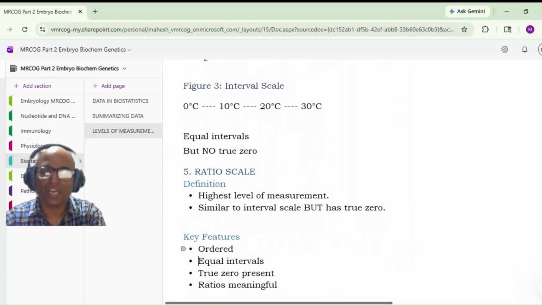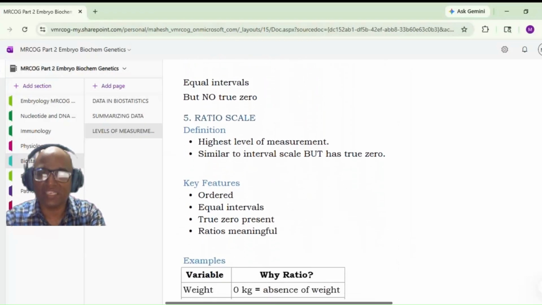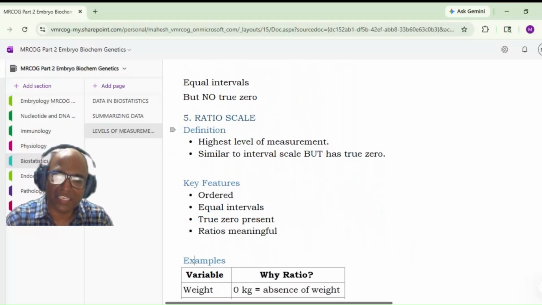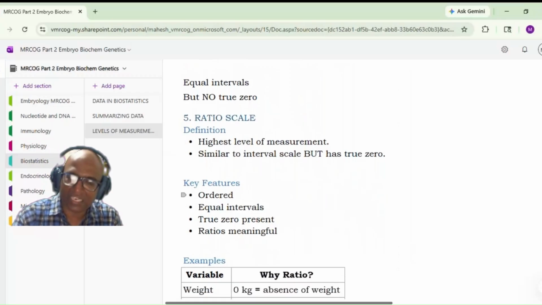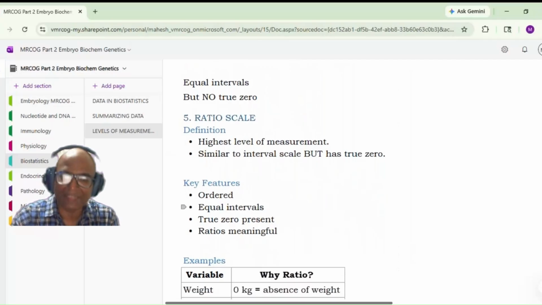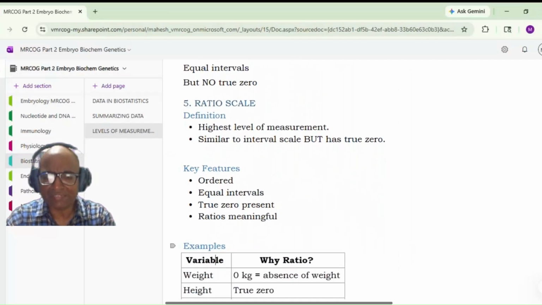Now coming to the ratio scale. It is the highest level of measurement, similar to interval scale, but it has got a true zero. So the difference between the interval scale and the ratio scale is the true zero. The key features are: there is order in this particular data, it has equal intervals, it has a true zero present, and the ratios are meaningful. We'll see with the examples.